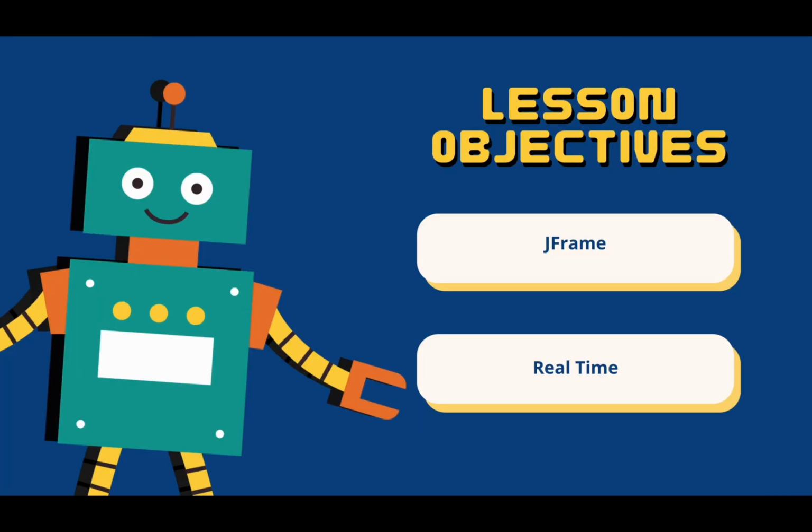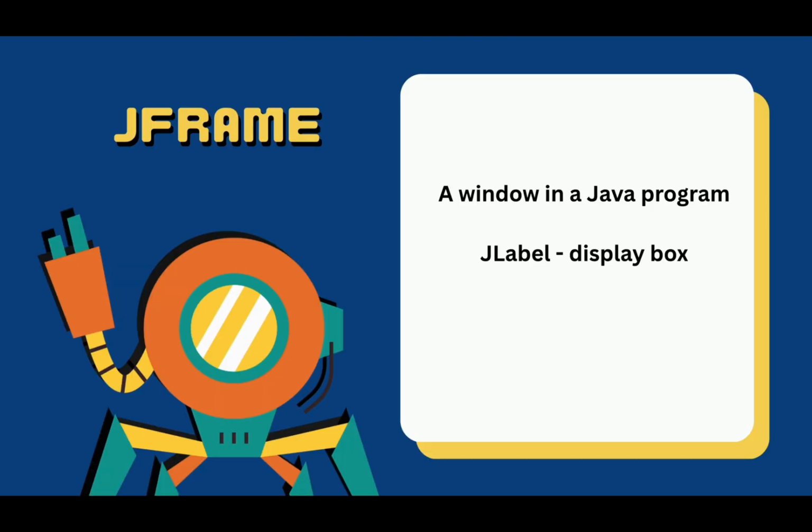Our lesson objectives for today: we are going to be going over JFrame and how to create a clock using real time. JFrame is a window in a Swing program, a part of Java Swing, which allows you to build GUIs. We are going to use JFrame to display our clock along with the real-time date. We use JLabels inside the JFrame to display information, and in this scenario, we use JLabels to display the time and the date.